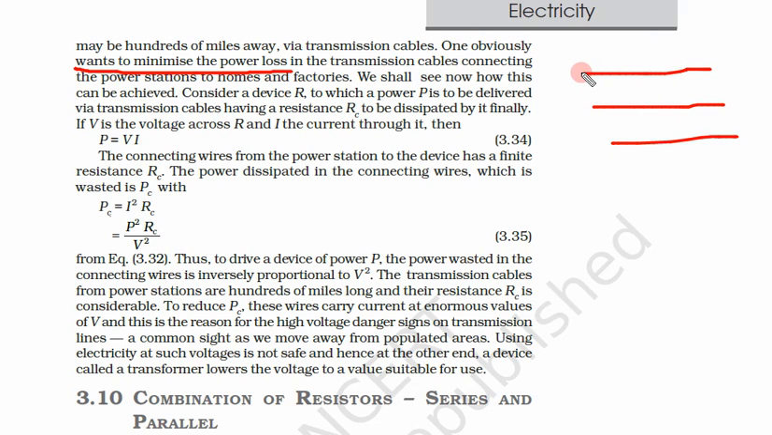And this power is transmitted through these cables from the power station to your home. This is your home, and the power is transmitted from the power station to your home using these lines. Now let us say the resistance of these cables is RC, R of cable, and we have connected some resistance which is R, and the current through this resistance is I and potential difference is V.